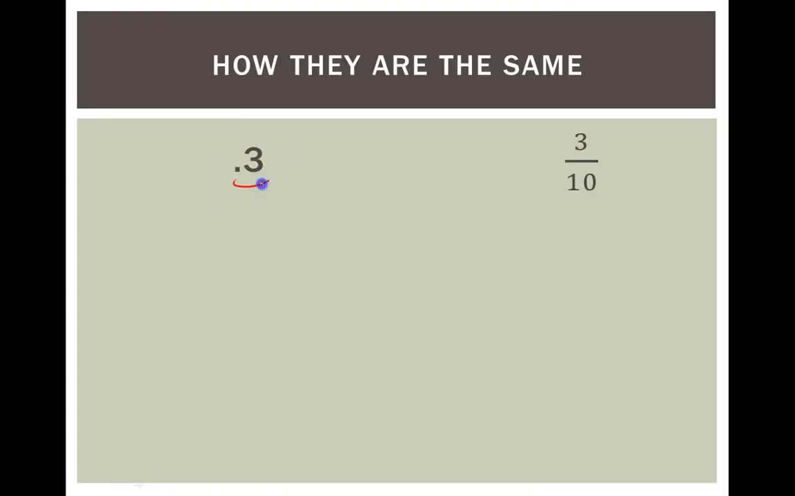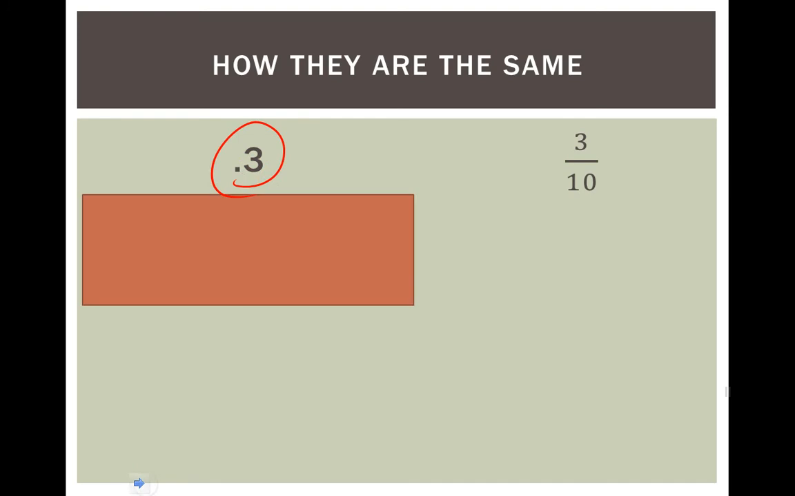Well, first let's look at this 0.3, or 3/10. Now let's say we have a bar here, and it's like a number line between 0 and 1. Remember, since it's in the tenths place, we can divide that into 10 equal sections. And since that 3 is in the tenths place, we can shade in 3 of those. And that gives me 3/10.